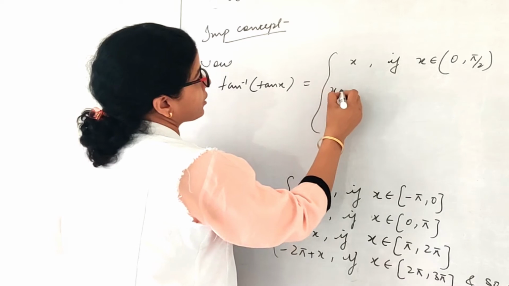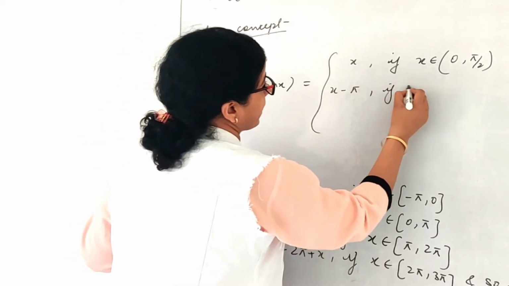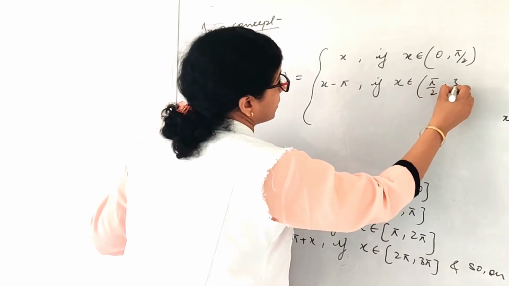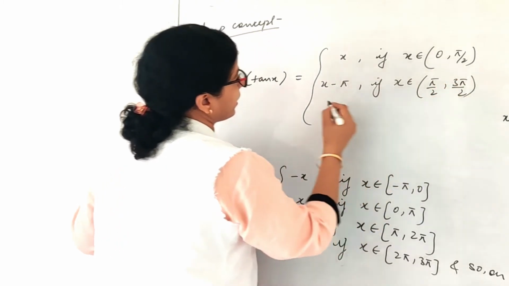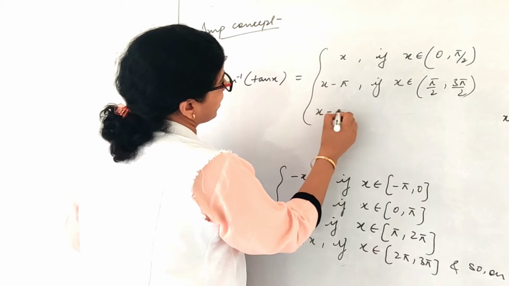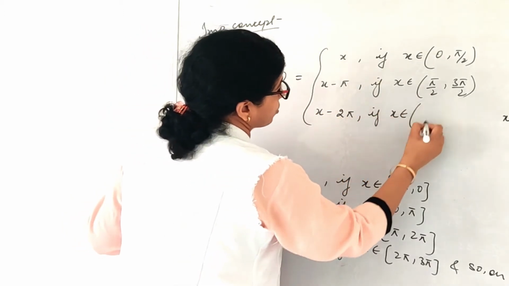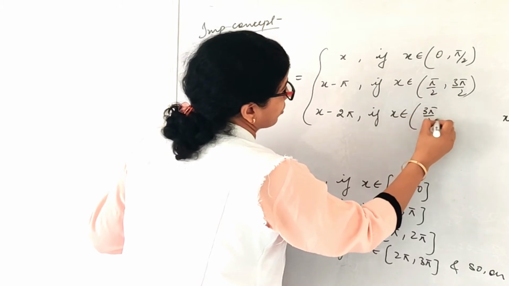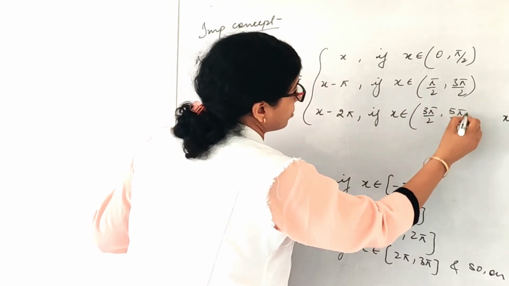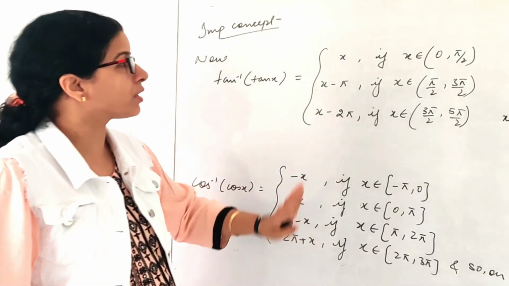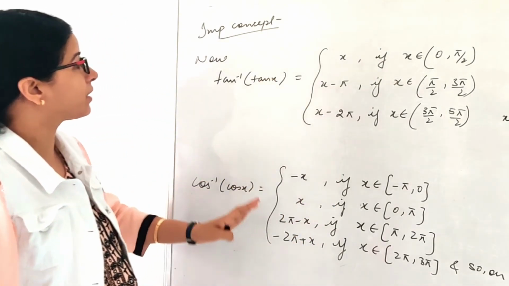It will be x minus pi if x belongs to pi by 2 comma 3 pi by 2, and it will be x minus 2 pi if x belongs to 3 pi by 2 comma 5 pi by 2, and so on, right? So if we remember this, it becomes easy for us to solve the question. So now let us take examples.